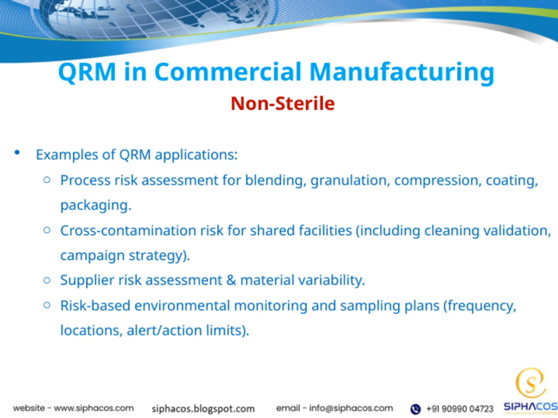We also need to evaluate supplier risk assessments and account for material variability, which can significantly impact process consistency and product quality. Additionally, designing risk-based environmental monitoring and sampling plans by determining appropriate frequency, locations, and alert or action limits helps us proactively identify and mitigate environmental risks. Finally, all these applications are integral to our overall approach in commercial manufacturing, especially in non-sterile processes, where maintaining control and understanding risks is vital to ensure safety and compliance.